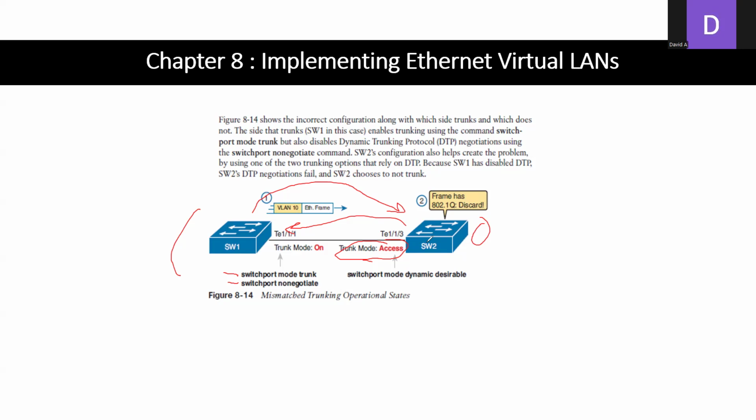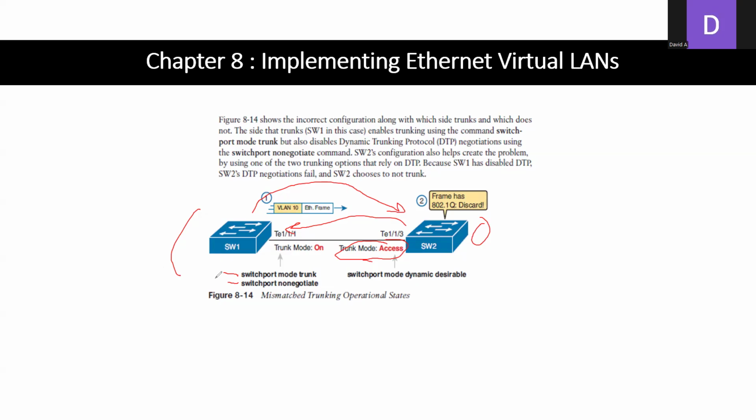Didn't negotiate with the other side. Okay. So this is an example of a misconfiguration. So we need to make sure that we always, right? If we have something set on one side, if we're doing dynamic trunking configuration on one side, it needs to be on the other side as well. If we're doing static trunk configuration, it needs to be the same on the other side as well.